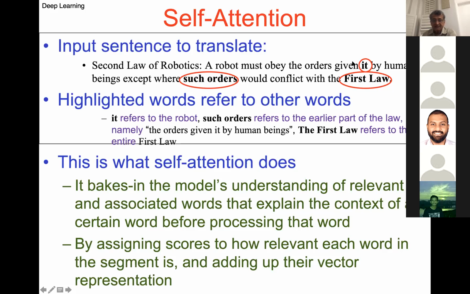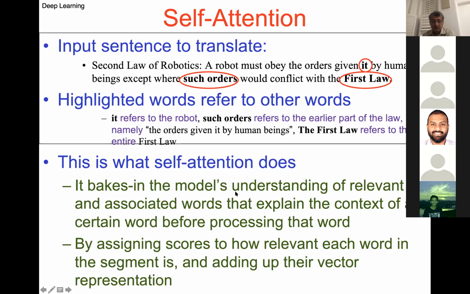When it says "it," it refers to the robot. "Such orders" refers to the earlier part of the law, the second law or the previous law. "The first law" refers to the entire first law. So all these relationships exist between words or phrases. Highlighted words refer to other words. "It" refers to the robot, "such" and so on. This is what self-attention does.